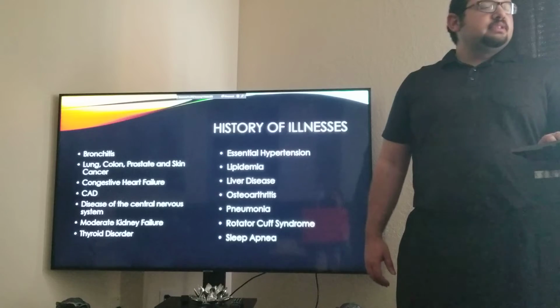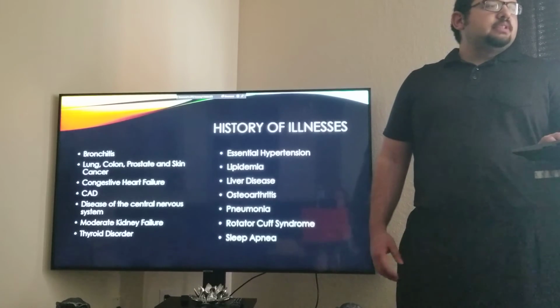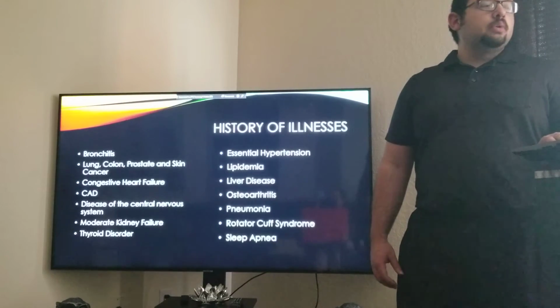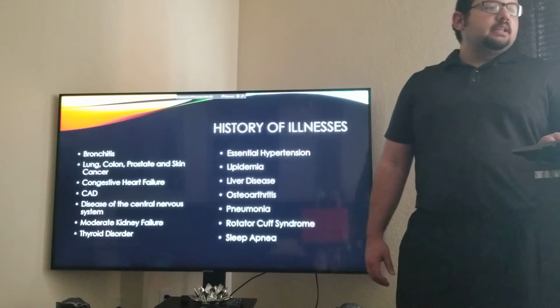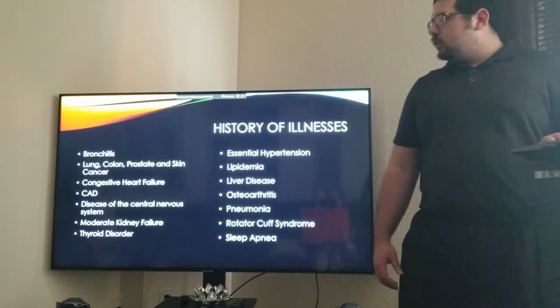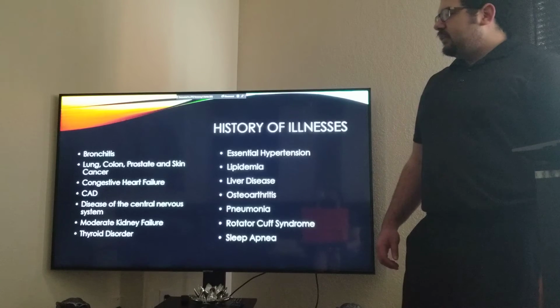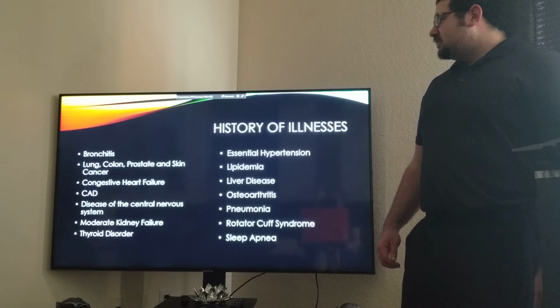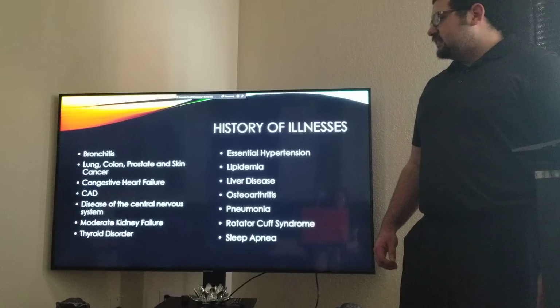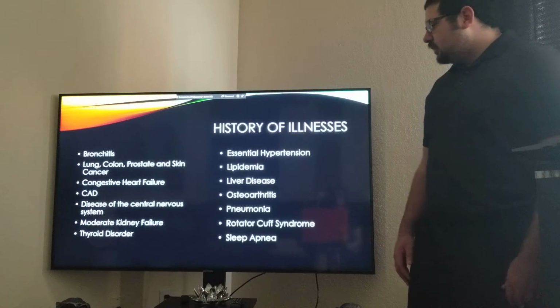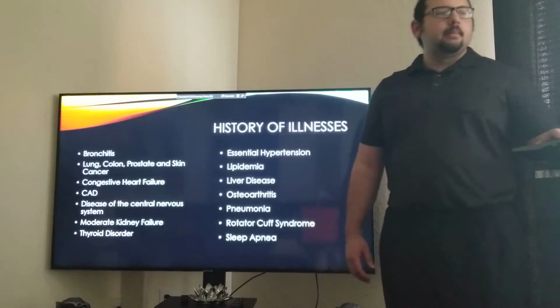So the history of illnesses. You have a patient presenting with bronchitis, lung, colon, prostate, and skin cancer, congestive heart failure, previous coronary artery disease, disease of the central nervous system, moderate kidney failure, thyroid disorder, essential hypertension, lipidemia, liver disease, osteoarthritis, pneumonia, rotator cuff syndrome, and sleep apnea.